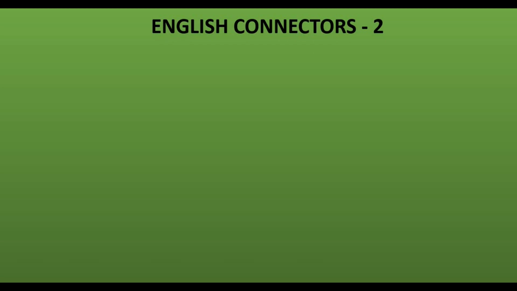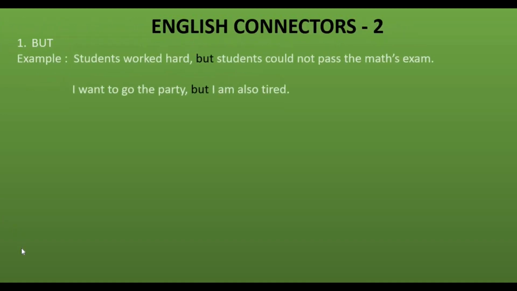First connector is "but". This connector is preferred to explain the correct subject and generally indicate contrast. It usually indicates an unexpected situation after the first sentence. In some cases, it is also used to mean excluding. For example, students work hard, but students cannot pass the maths exam. Second, I want to go to the party, but I am also tired.